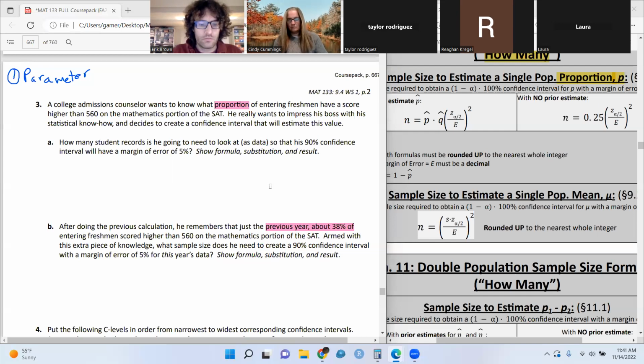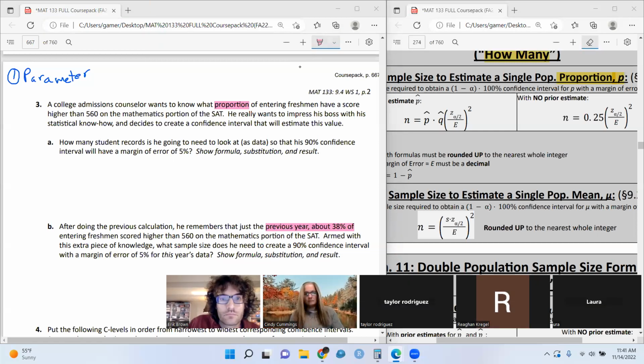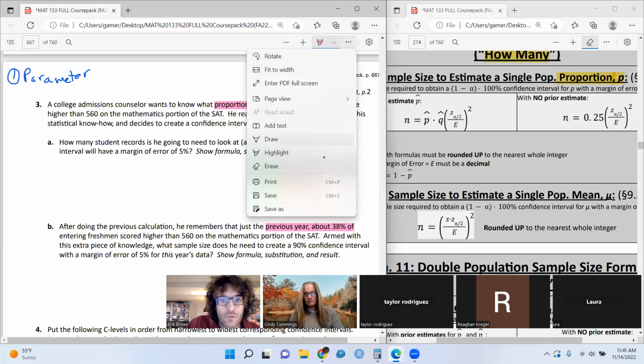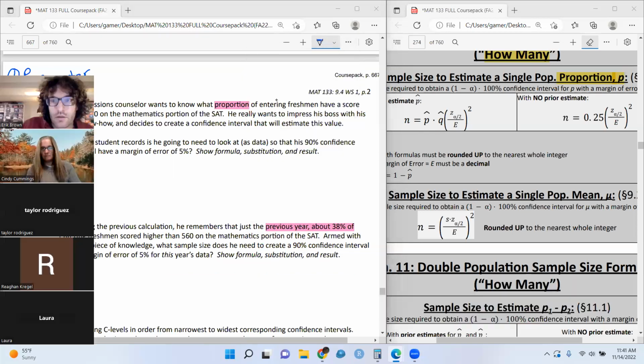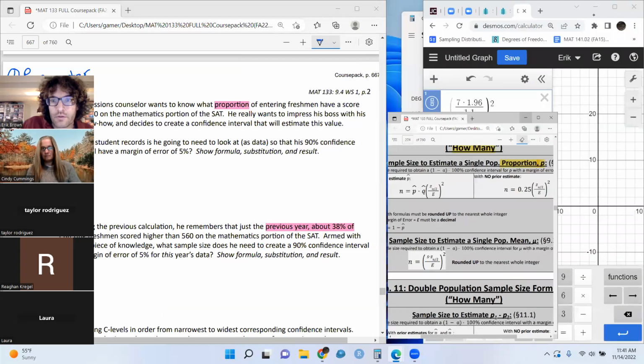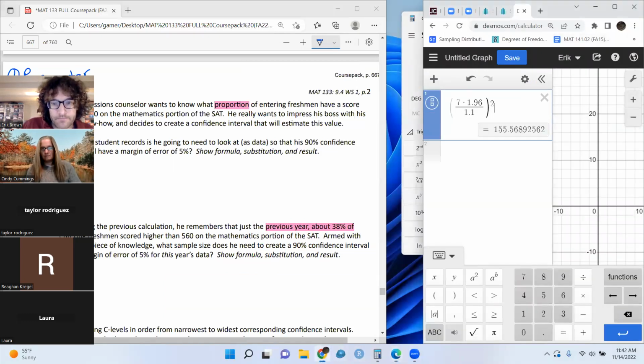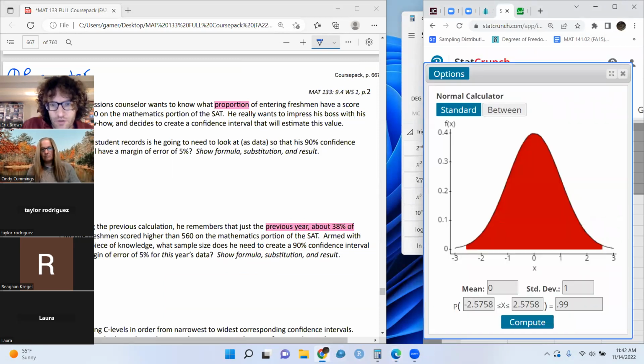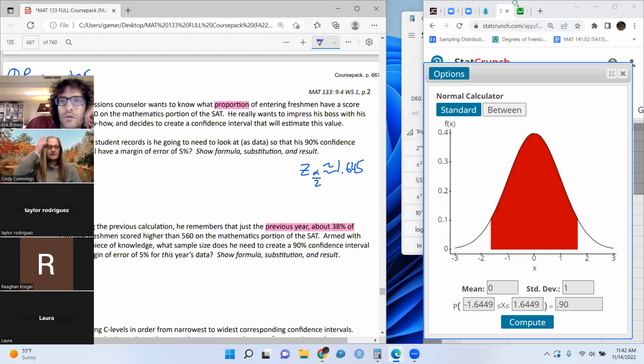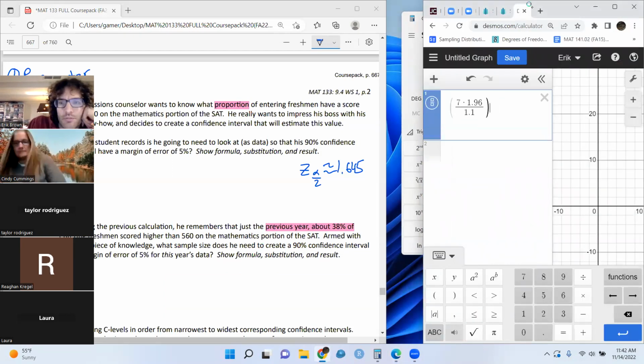So it sounds like you all are getting it. Let's just check our results then. Did you all get it? You had 1.645 as your Z alpha for both? Yeah. Excellent. 1.645.